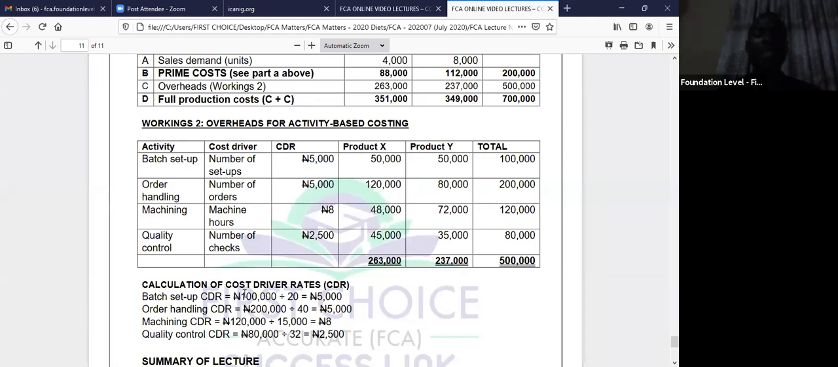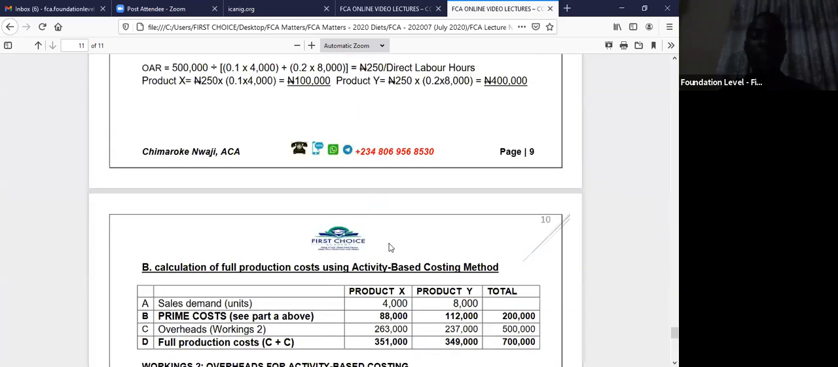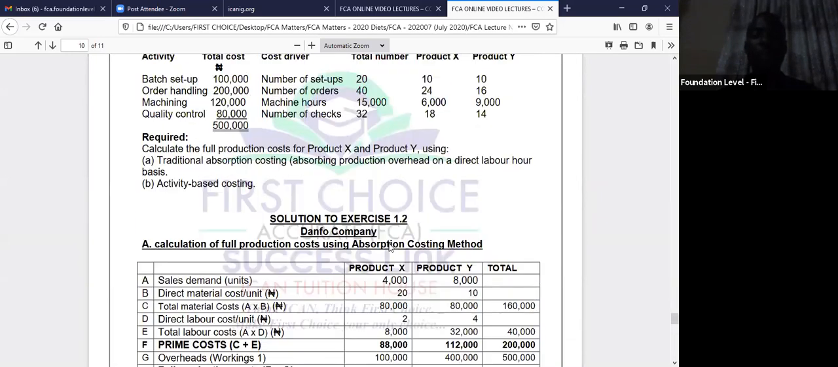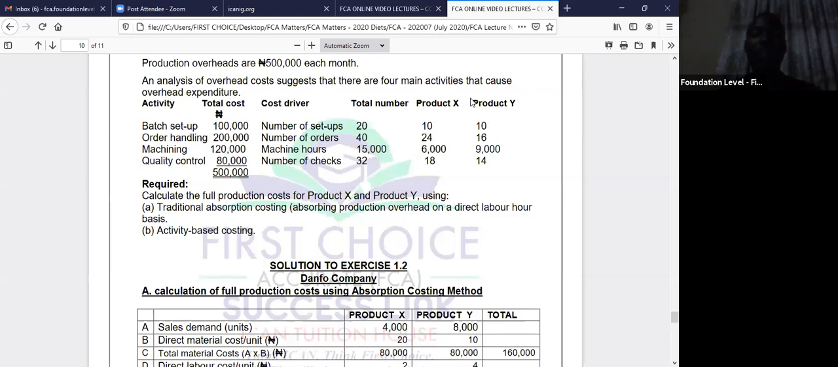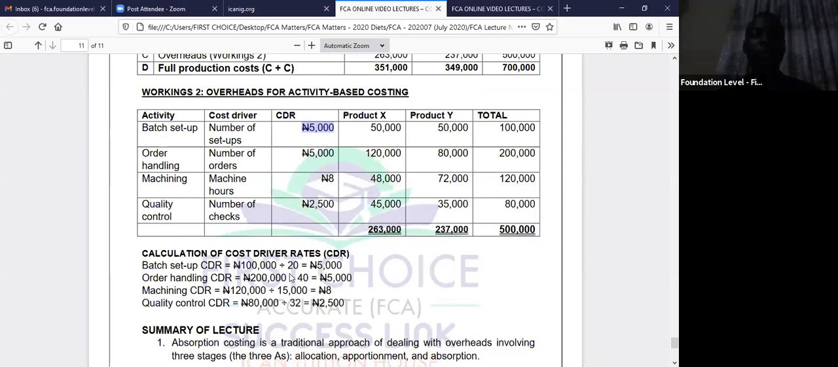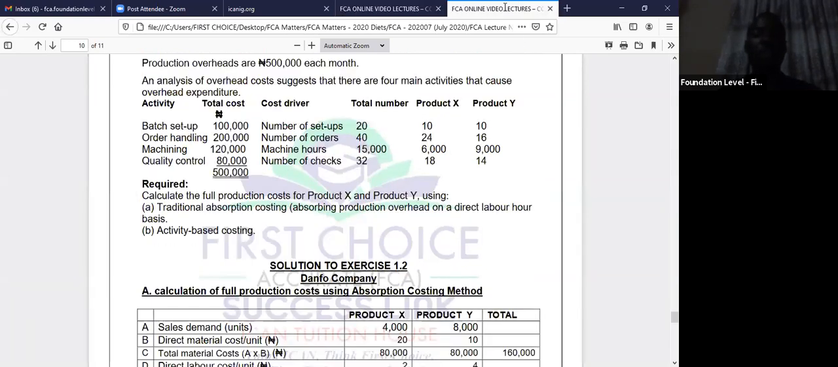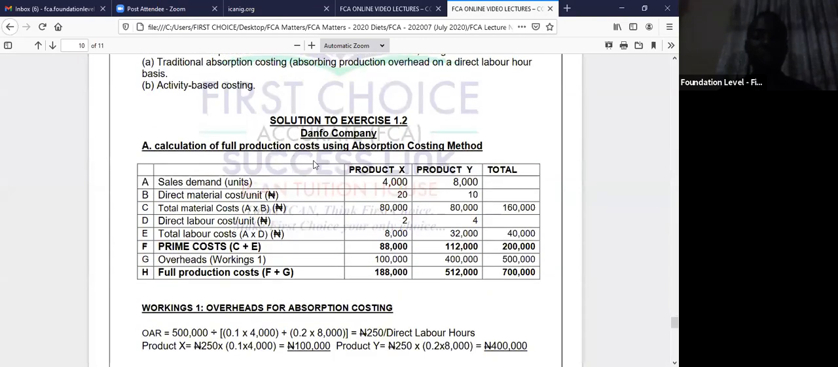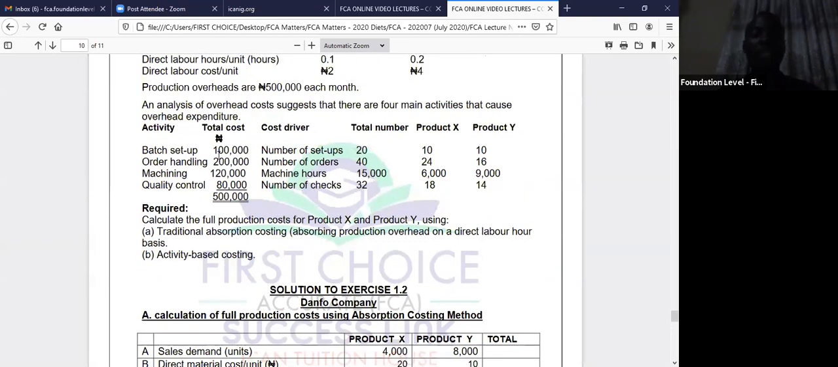And you look at your batch setup. There are 20. 10 from one side, 10 from the other side. As you can see from the question here, 10 and 10. So how do you resolve it? 5,000 multiplied by 10 will give you 50,000. 5,000 multiplied by another 10 gives you 50,000. Because if you add them together, you're having your 100,000, which is the bone of contention. 100,000 is your batch setup cost.